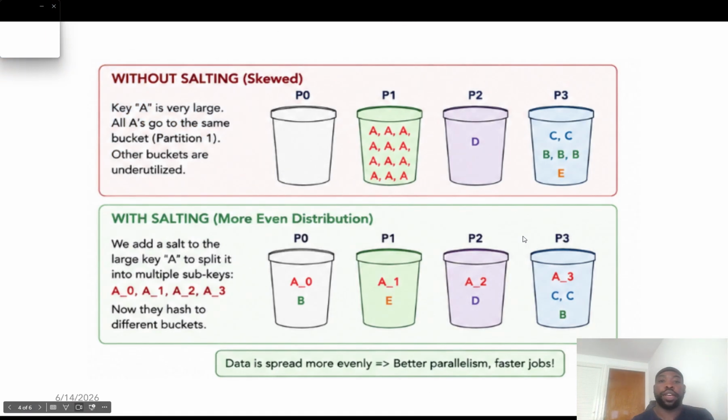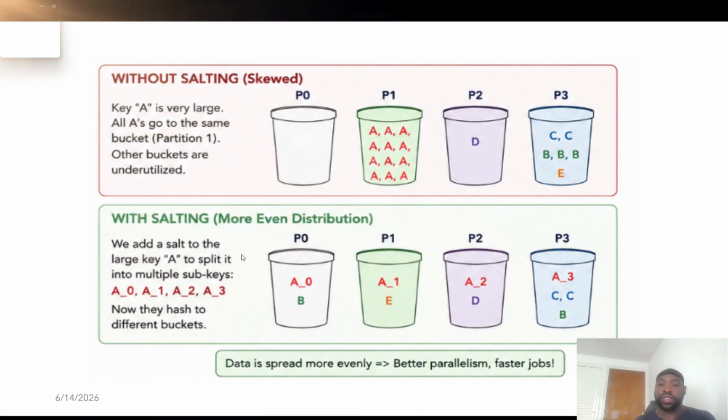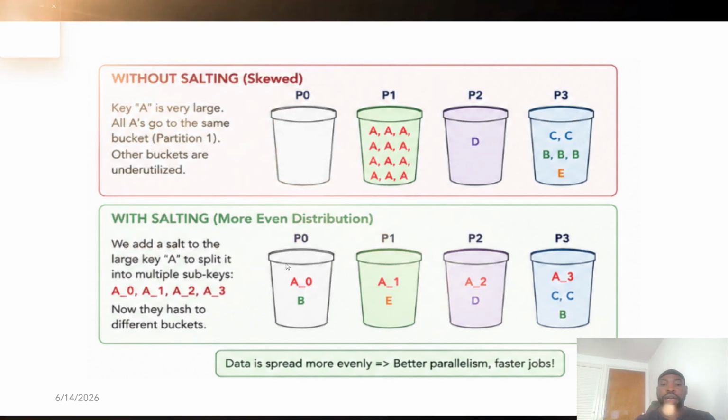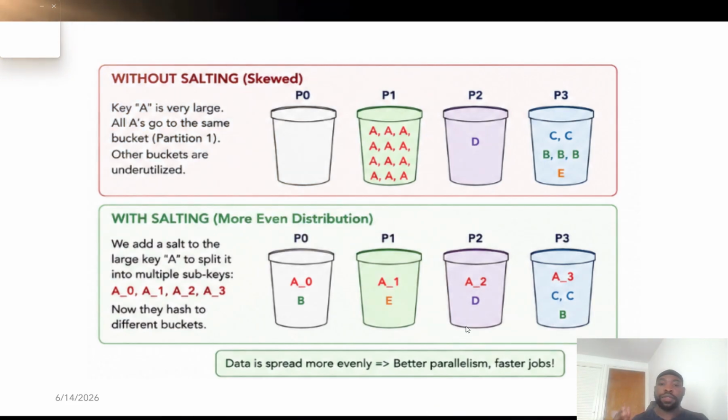So without salting, this is what your partitions will look like, right? With salting, we basically use a sort of composite key, right? So when we have key A, key D, key C, and so on. Now, to enable even distribution of the records across the partitions, we need to create a subset, multiple subsets of the key, or multiple subkeys.